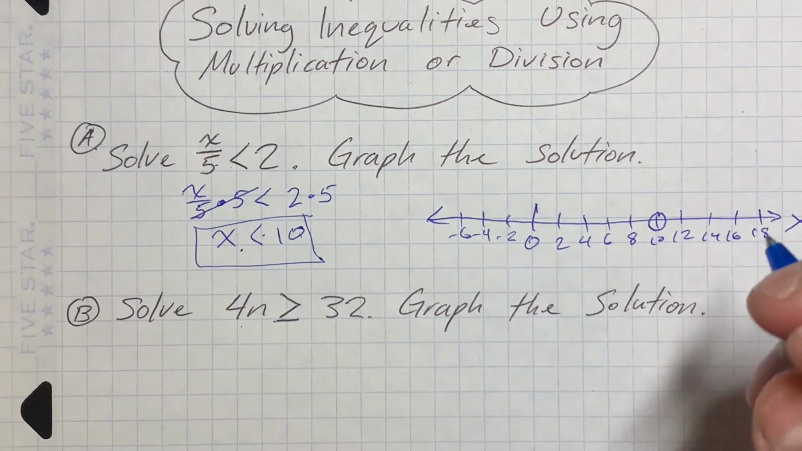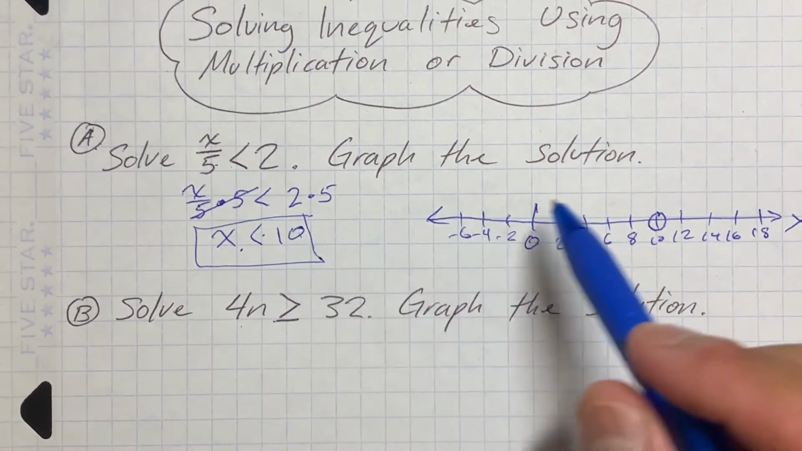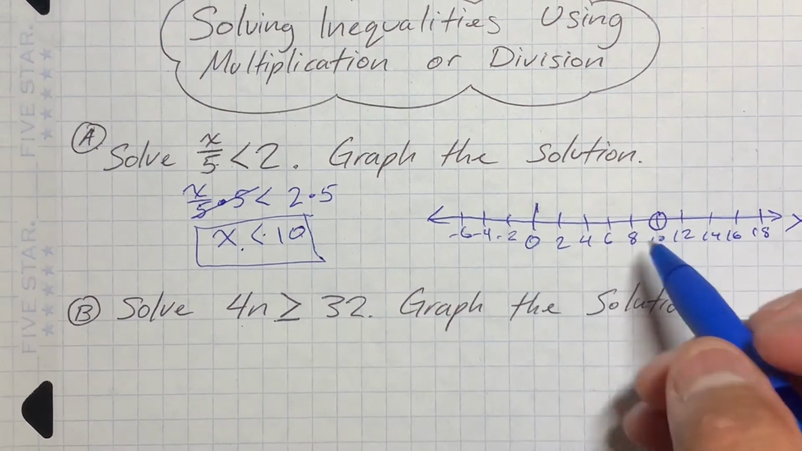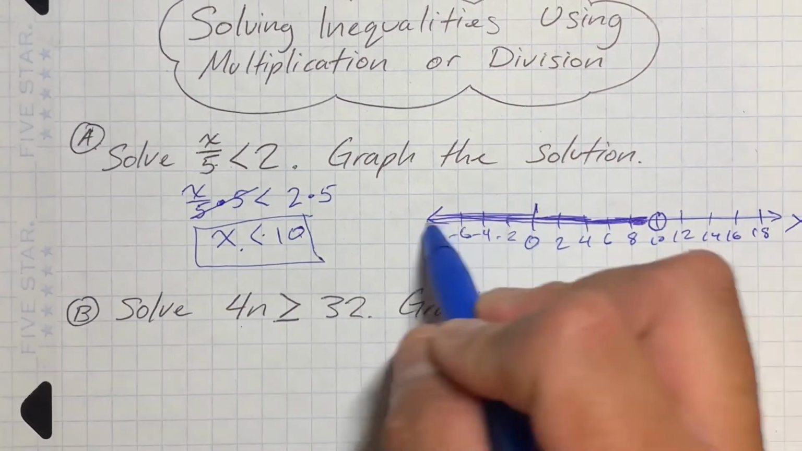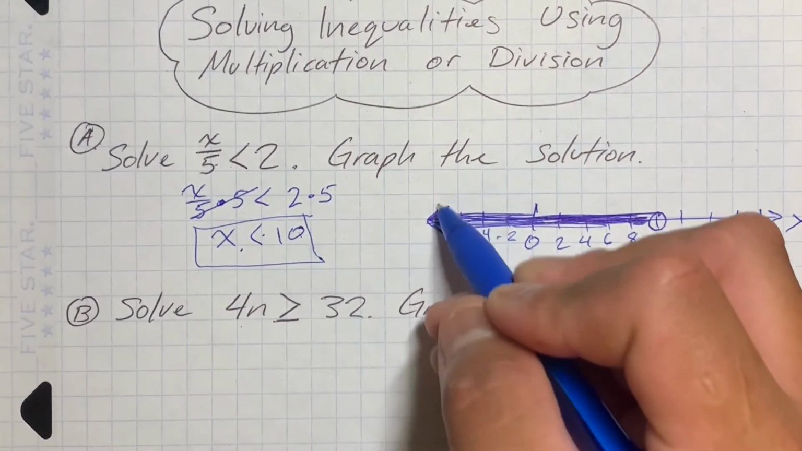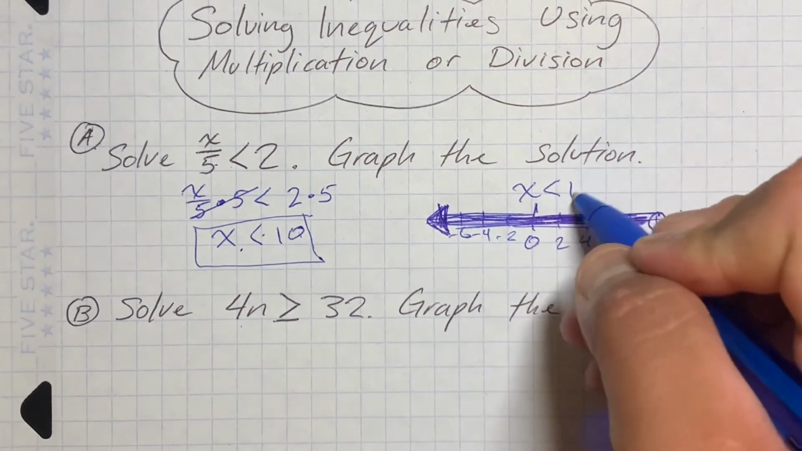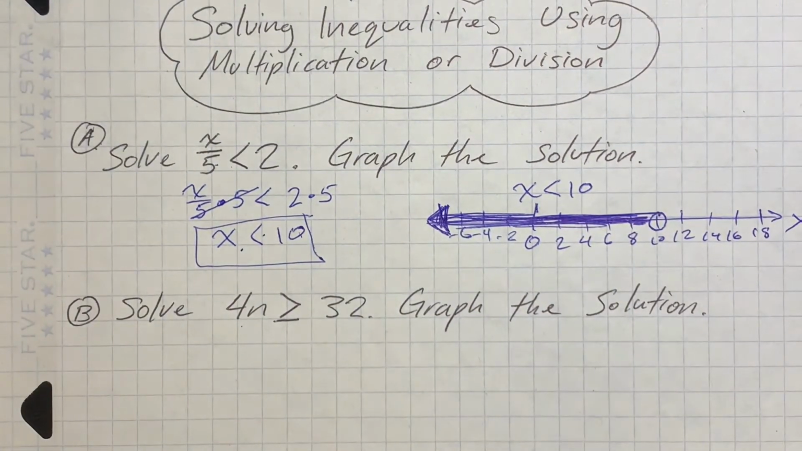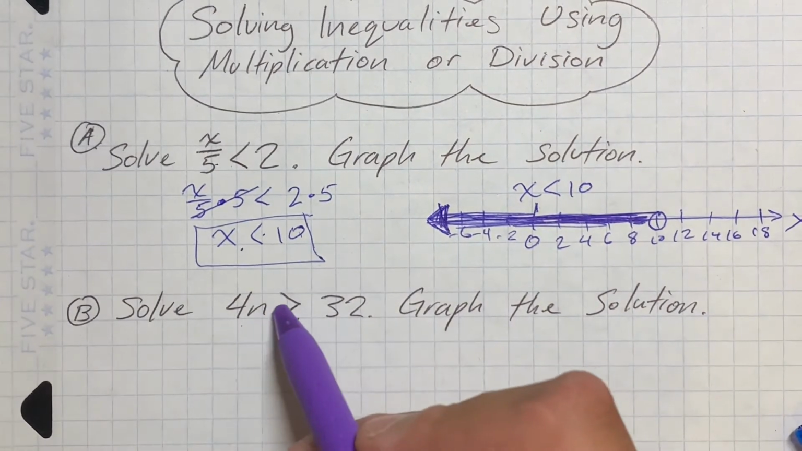And then from there, we're going to go ahead and graph. Now remember, the x values have to be less than 10. So if we look at 10 here, everything less than 10, we're just going to shade that in. There we go. And my friends, you have graphed x is less than 10 on the horizontal number line.